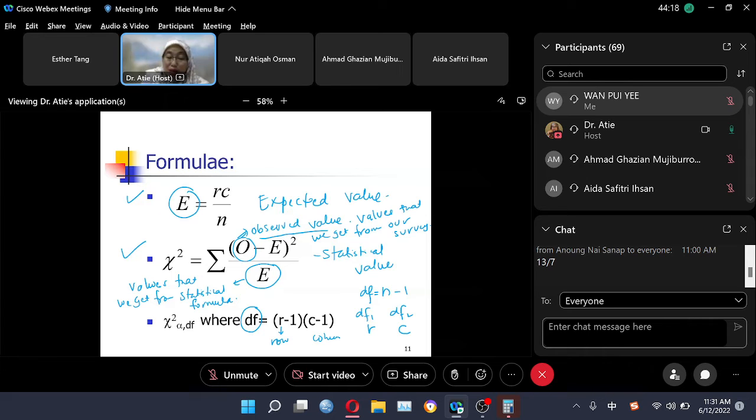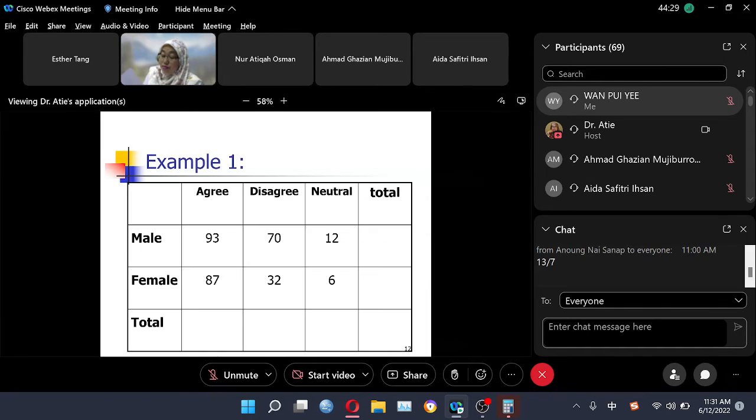Okay, so let's do the first example. This one is on page 130. We want to do this one, so let's read the question. Among, hold on, sekejap ya.